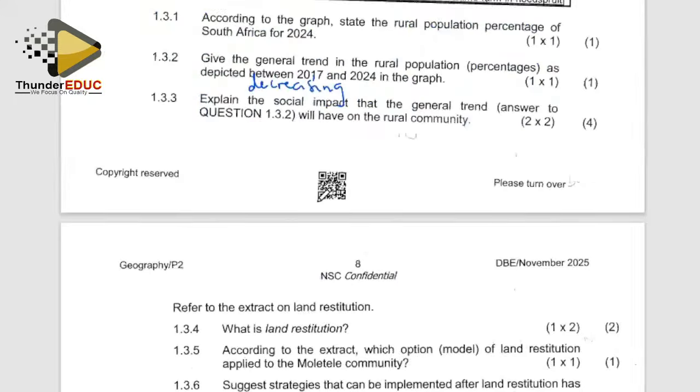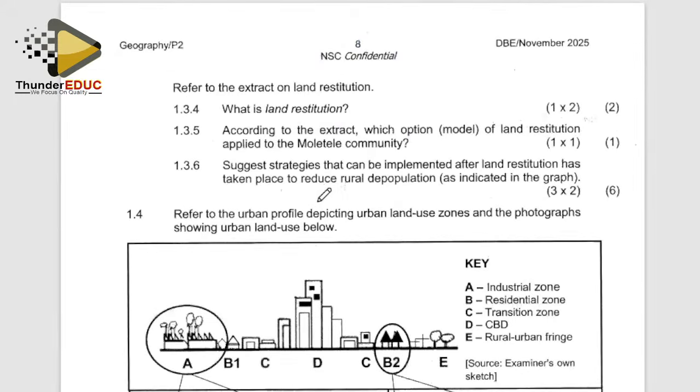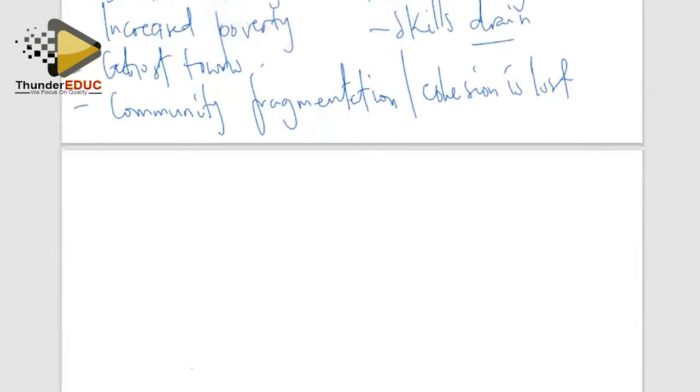Right. Then we take the next question. Refer to the extract on land restitution. What is land restitution? That's the question. We are going to define it in very simple terms. We don't want to complicate life. That is question number 1.3.4. I'm just going to highlight how the idea basically.